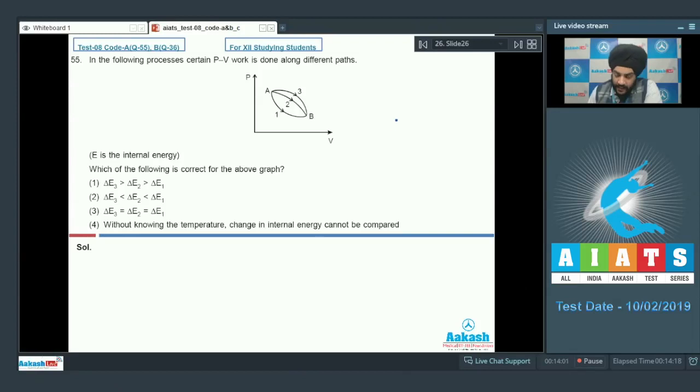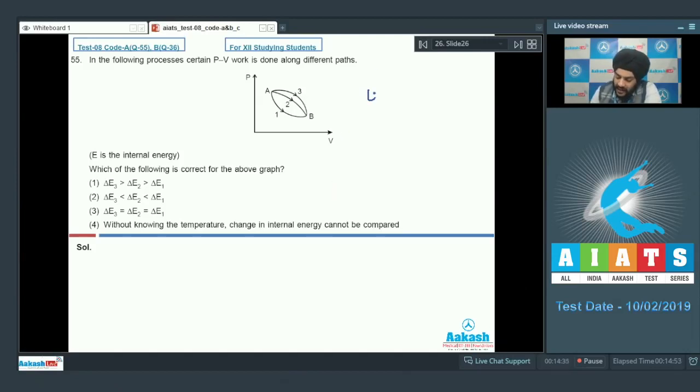Question number 55. In the following processes, certain PV work is done along different paths. So students, in this process, we have a system going from state A to state B along 3 different paths, 1, 2 and 3 as mentioned in the diagram. So the examiner seems to be interested in the value of the change in internal energy along these paths.